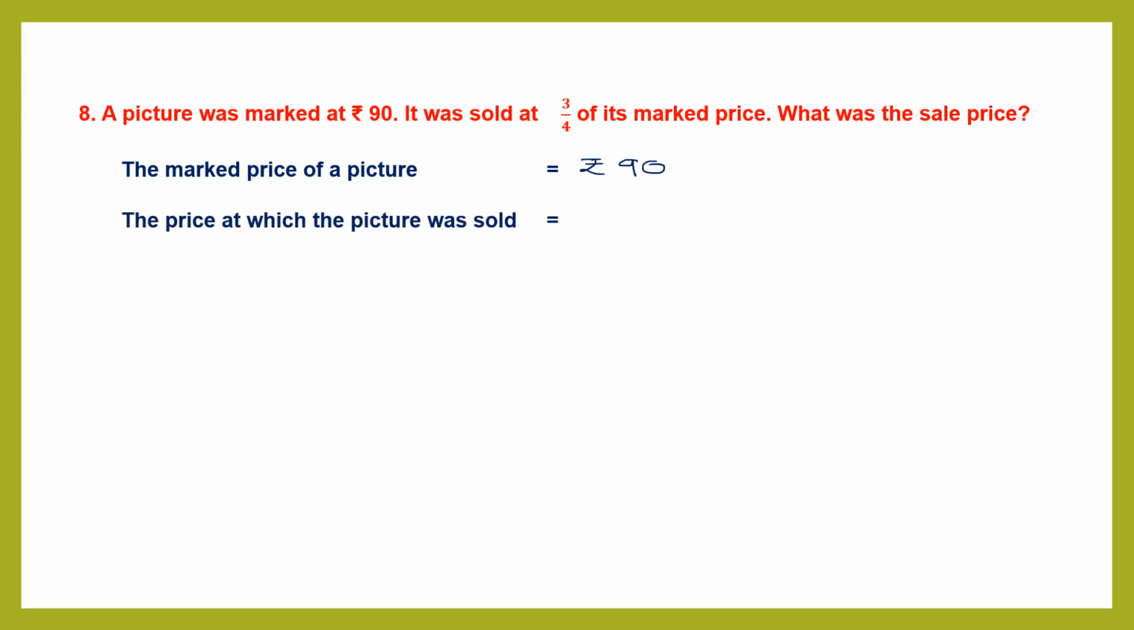Then the price at which the picture was sold is 3/4 of this price. Okay, so 3/4 of rupees 90. Now let's calculate that and see how much that is. 3 by 4 of is into 90 by 1. Now let's cancel what we can. We can cancel 4 and 90 by 2. 2 2s are 4 and 2 into 45 is 90. Now there's nothing more that we can cancel.